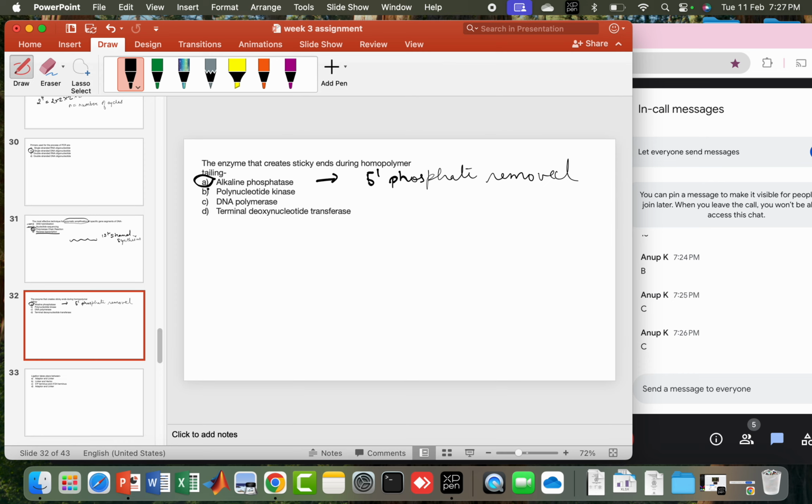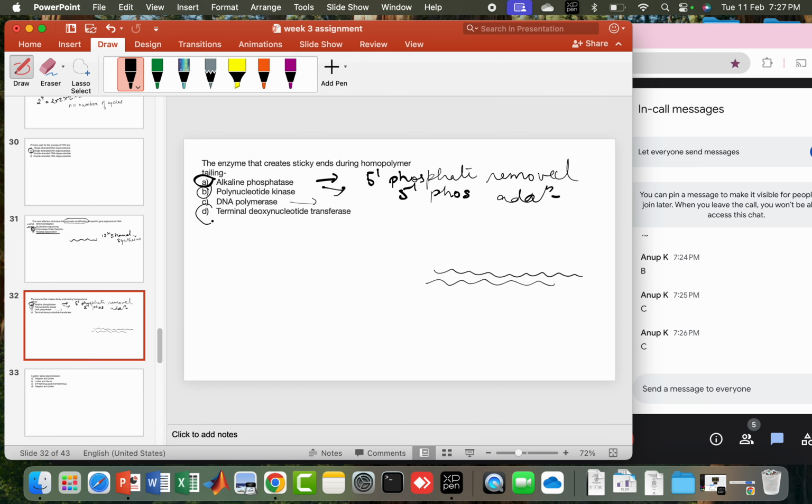Then we have polynucleotide kinase. Polynucleotide kinase will do the reverse of alkaline phosphatase, that is, it will add the 5' phosphate. Okay, DNA polymerases, what do they do? DNA polymerases will just synthesize the duplex strand.